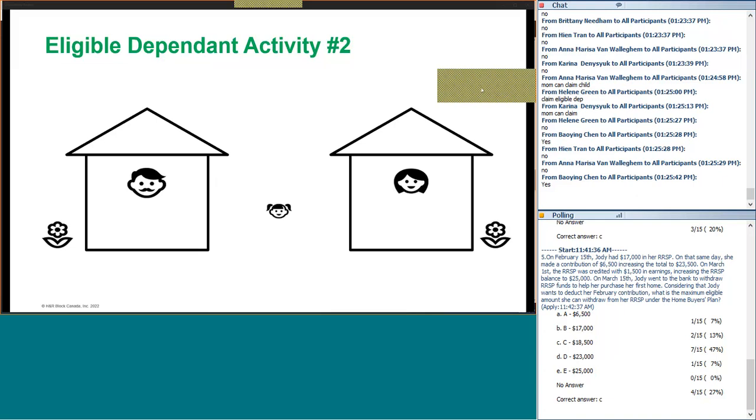Okay, let's assume in this case that it is evenly shared custody. So the child lives half the time with mom and half the time with dad. In that case, who can claim eligible dependent?